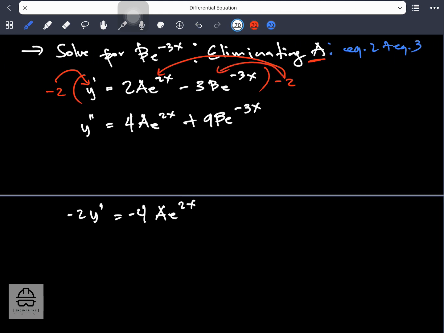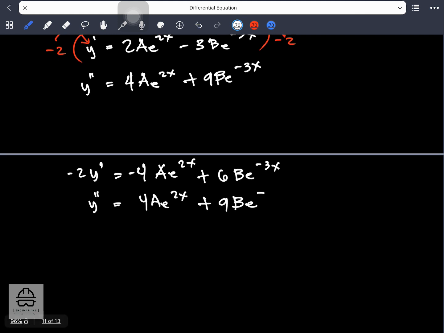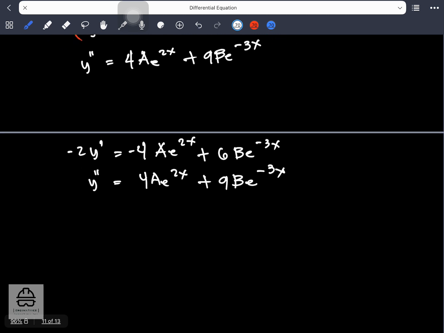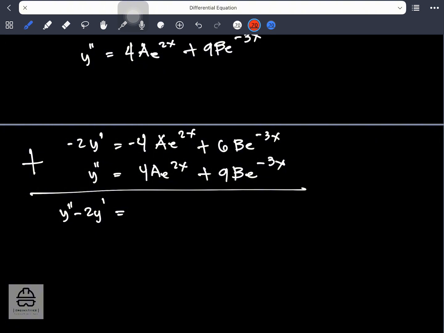So this one, that's positive 6be raised to negative 3x. Then copy equation 3, that would be 4ae raised to 2x plus 9be raised to negative 3x. Add together, that would be y prime prime minus 2y prime equals, so this will be eliminated, 15be raised to negative 3x.